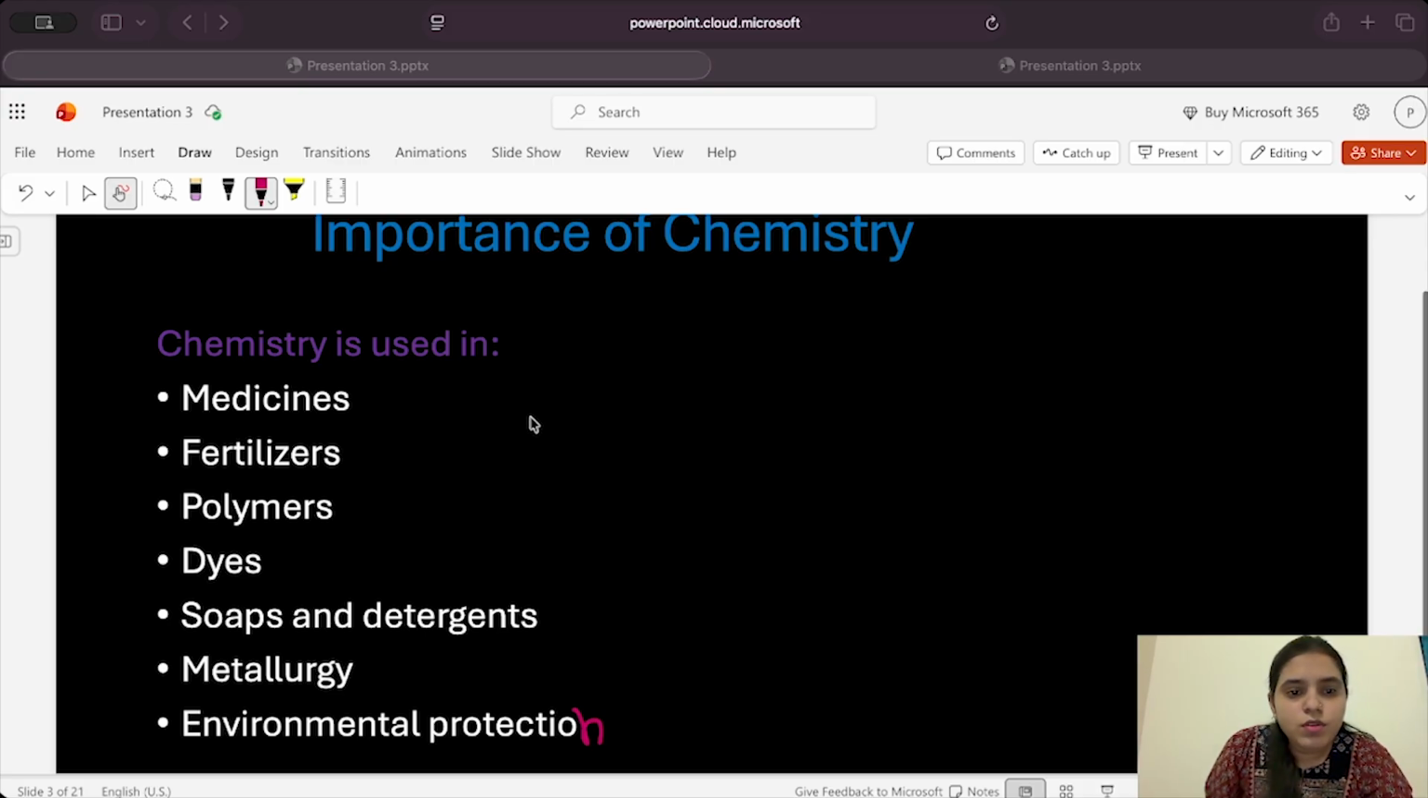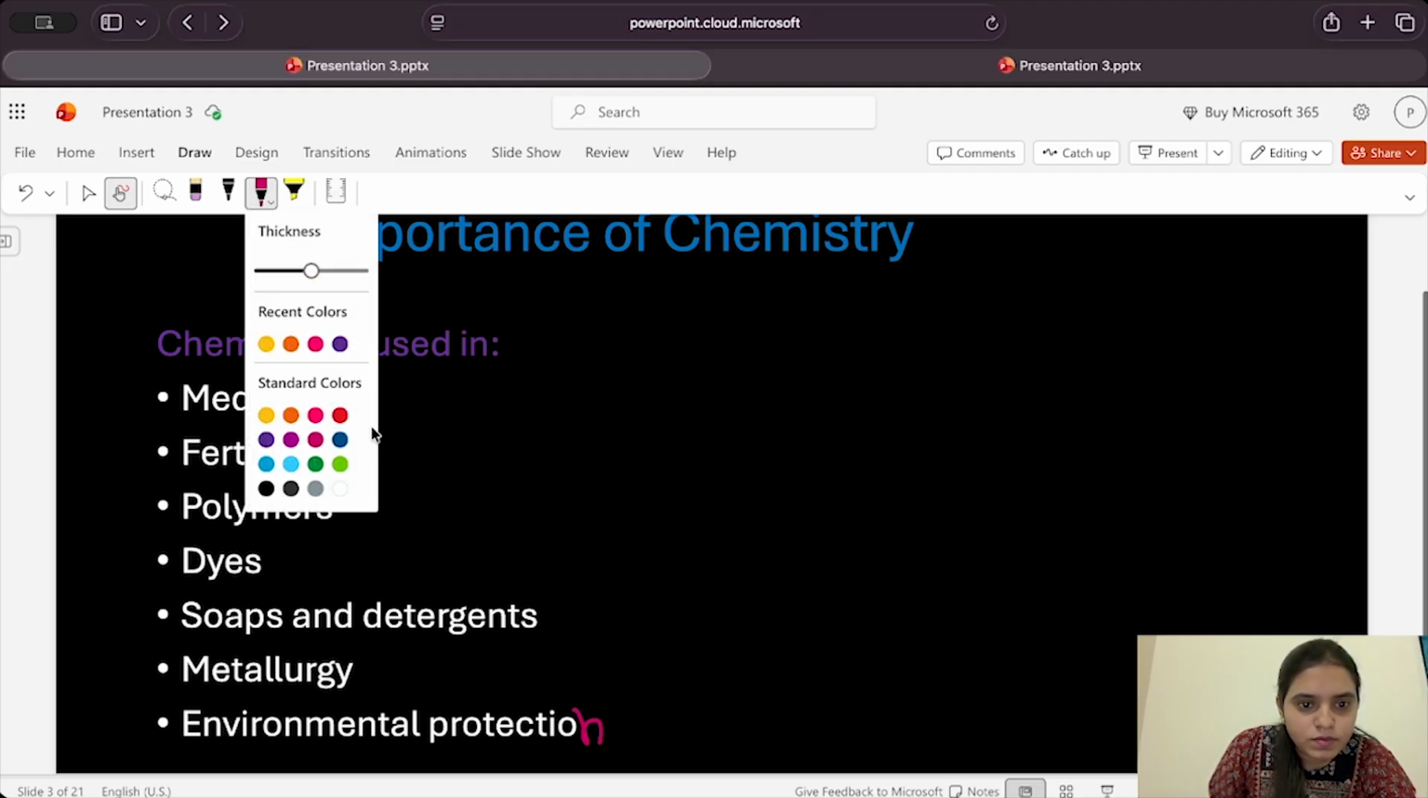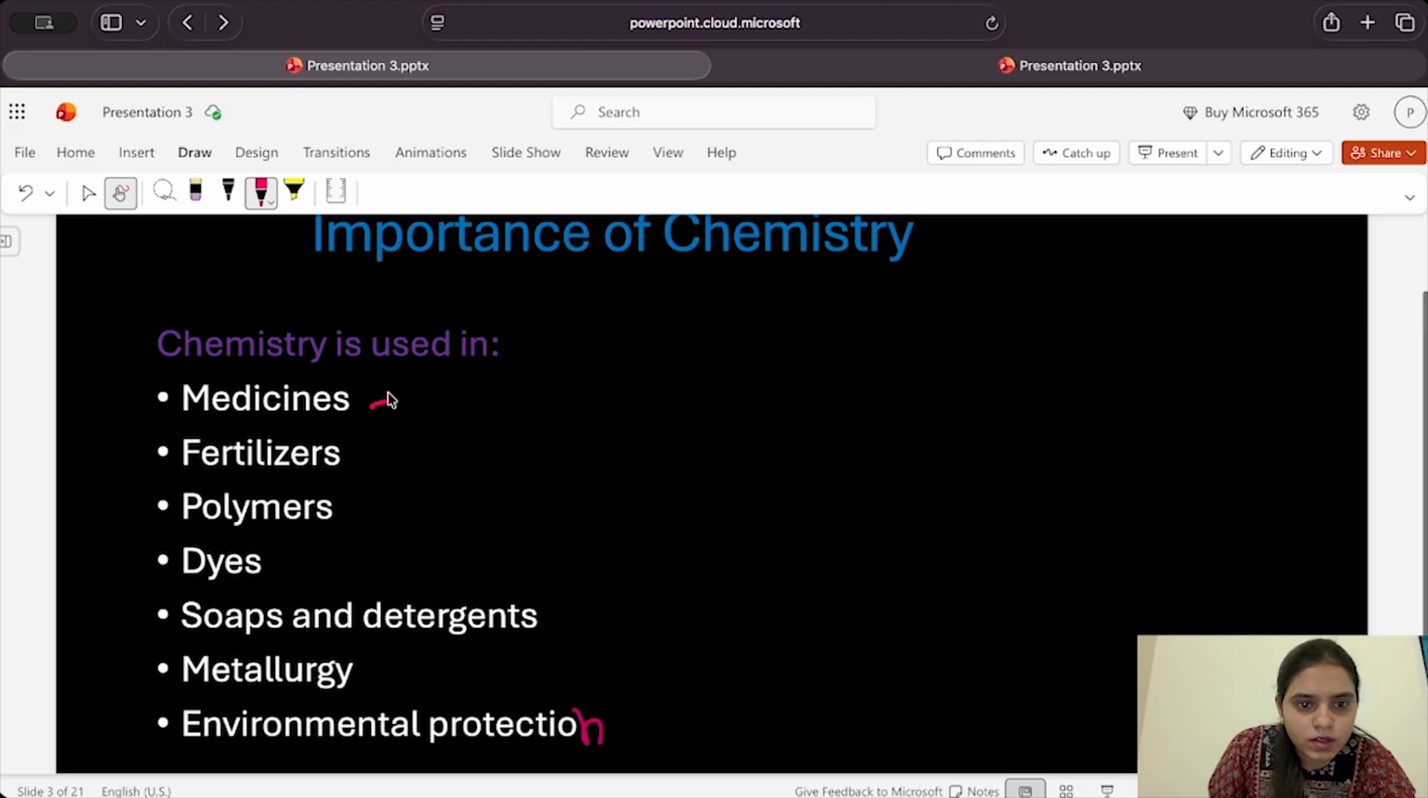Now that we know what chemistry is, let's understand why chemistry is important in our daily life. Chemistry is present everywhere around us and it plays a major role in improving our quality of life. Chemistry is used in medicines, fertilizers, polymers, dyes, soaps and detergents, metallurgy and environmental protection. So first, used in medicine. Chemistry helps scientists develop medicines that prevent and treat diseases, helping people stay healthy.